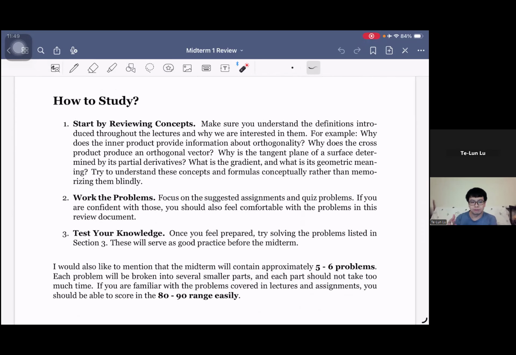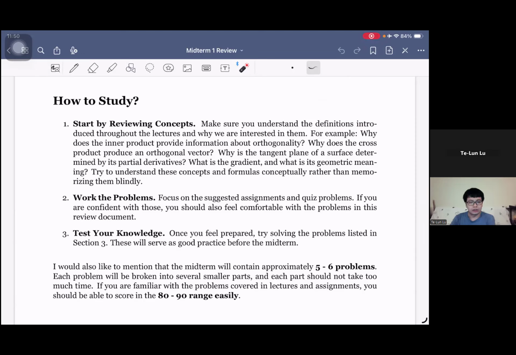So first of all, let me briefly go through how I would like you guys to study, to better understand the concepts and to actually learn something from this course. Obviously you have to start by reviewing the concepts, which are the most important thing in math, I would say. For example, you have to understand the definitions of each thing. You have to know what is partial differentiation, what is limits, what is cross product, inner product, what is tangent space, what is gradient vector, okay?